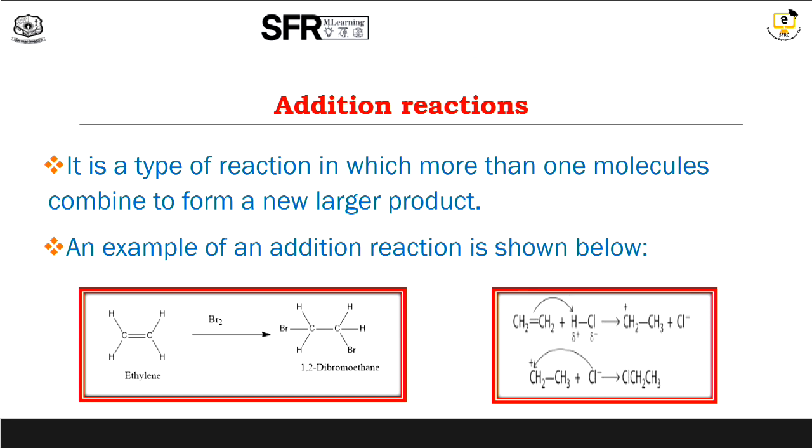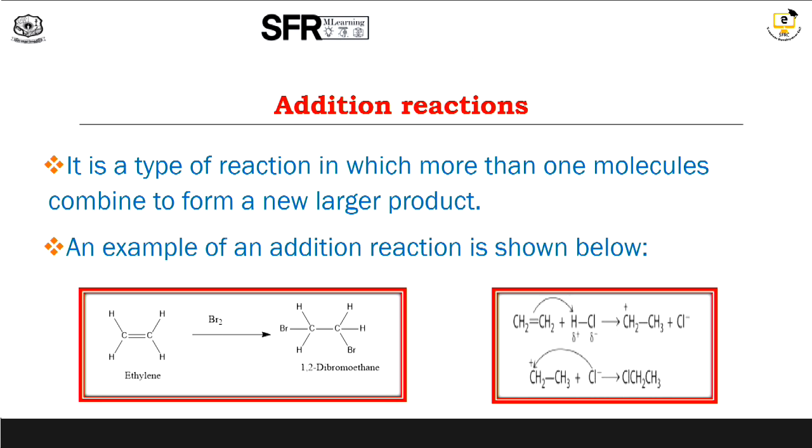Next one is addition reactions. It is a type of reaction in which more than one molecule combines to form a new larger product. That is what addition is. Here it may be a homogeneous addition or heterogeneous addition. When you take bromine and add it to unsaturated olefins, it is a very simple example. Bromination occurs in between the carbon-carbon double bond. Wherever there is a carbon-carbon double bond or carbon heteroatom double bond, that may be oxygen or nitrogen or sulfur, the addition automatically occurs. So in ethylene, the bromine addition takes place and the formation of 1,2-dibromoethane is observed here, 1,2-dibromoethane.